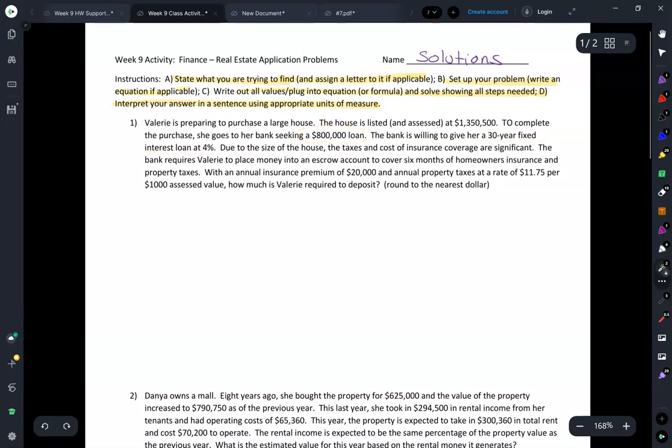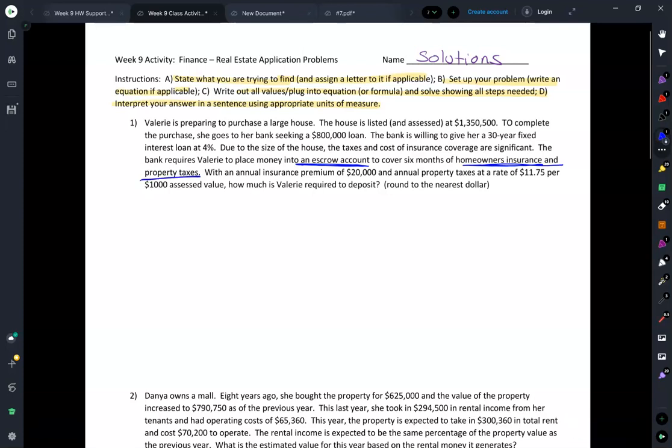Due to the size of the house, the taxes and cost of insurance are significant. The bank requires Valerie to place money in an escrow account to cover 6 months of homeowners insurance and property taxes. So escrow is something in the bank that they're going to have set aside, and it'll cover half a year, and it's going to be whatever her homeowners insurance plus the property taxes is.